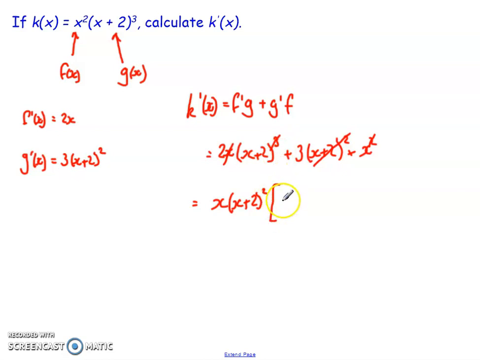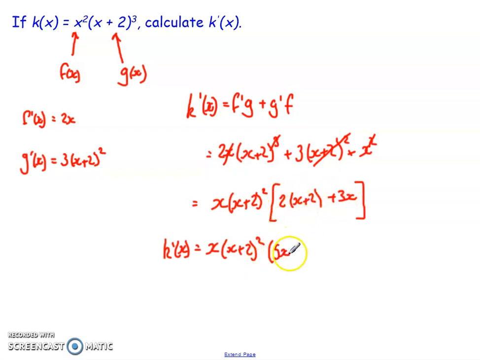And then what I'm left with in our bracket here is 2(x plus 2) plus 3x. So now I just simplify this final part and see what I get. When I simplify that, what I'll end up with as a final answer is that k dashed x equals x(x plus 2) squared, and then simplifying this bracket, I get 2x plus 3x, so I get 5x, and then 2 times 2 is 4, giving (5x plus 4). So there you go. If that's what k is, there's my derivative, k dashed x.